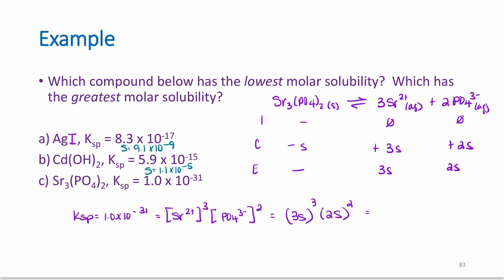Cool. So 3S cubed is the same as 27S cubed. 2S squared is the same as 4S squared. 27 times 4 gives me 108. And that is S to the 5th now, equals 1.0 times 10 to the minus 31. Solve for S, I get an S value of 2.5 times 10 to the minus 7.